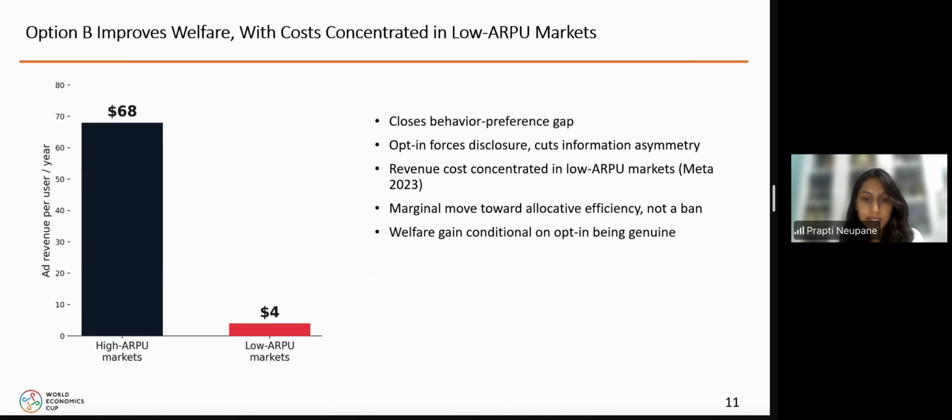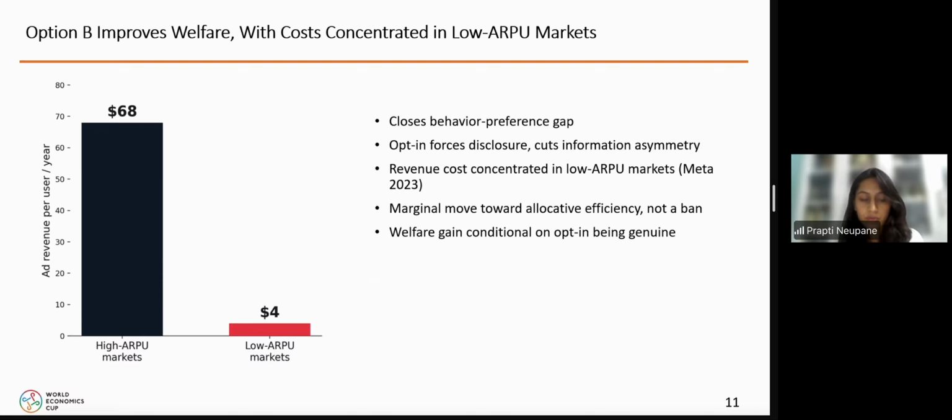This chart shows Meta's 2023 numbers, which are $68 in the high average revenue per user market and $4 in the low average revenue per user market. So basically, it shows a drop in engagement from the policy. It's hardest when the margin is already thin. On the demand side, 72% of users already say they tried to cut back and couldn't. So our opt-in forces come in handy here.